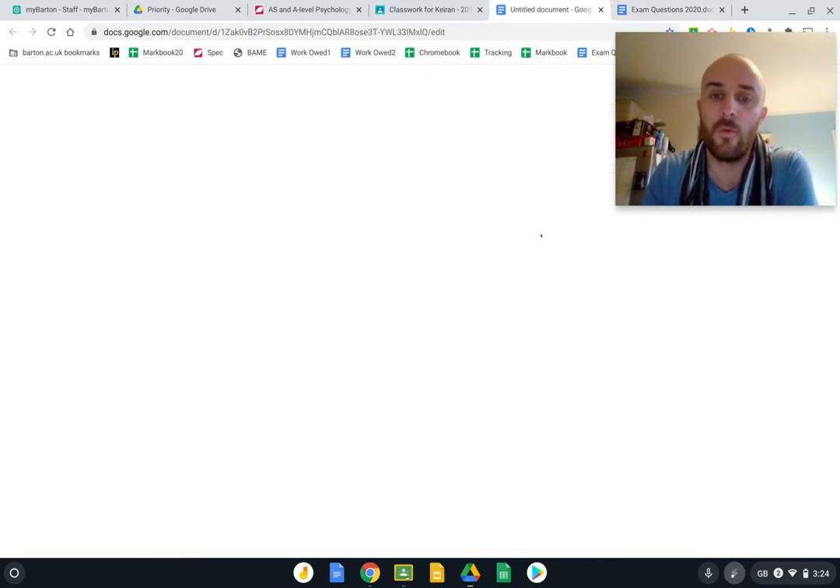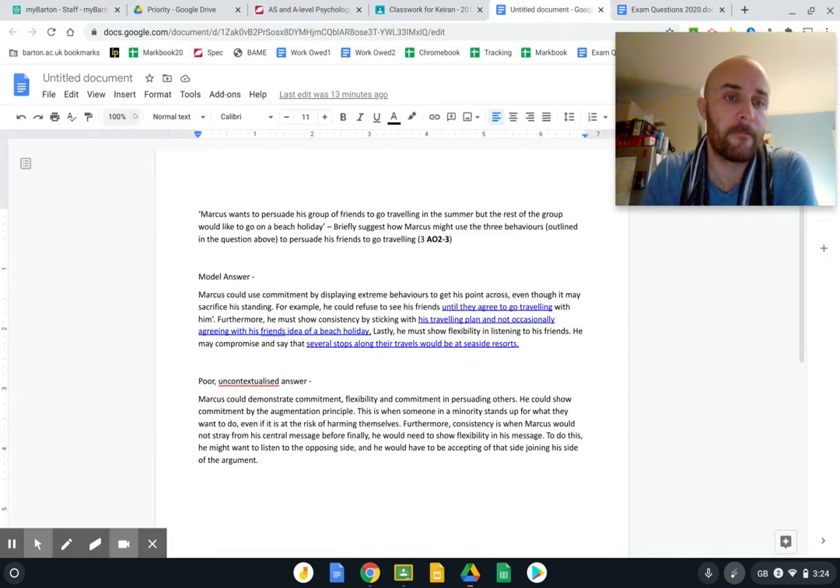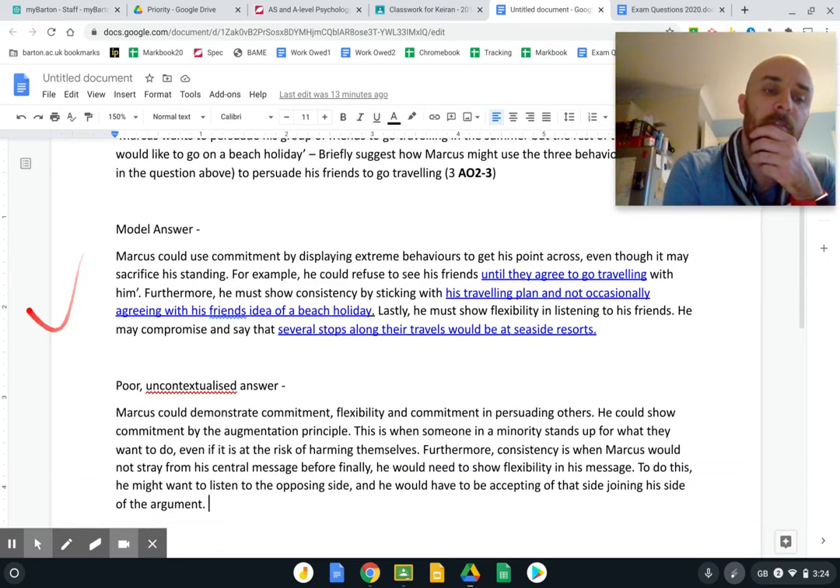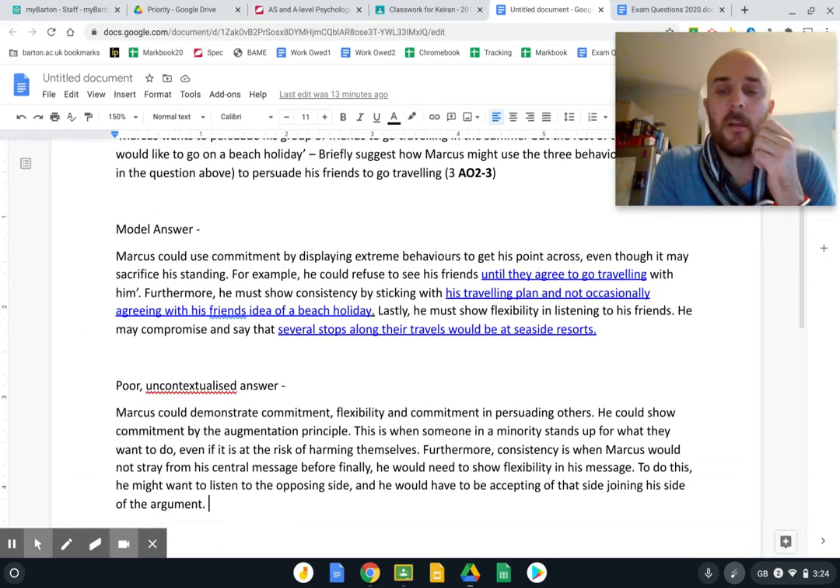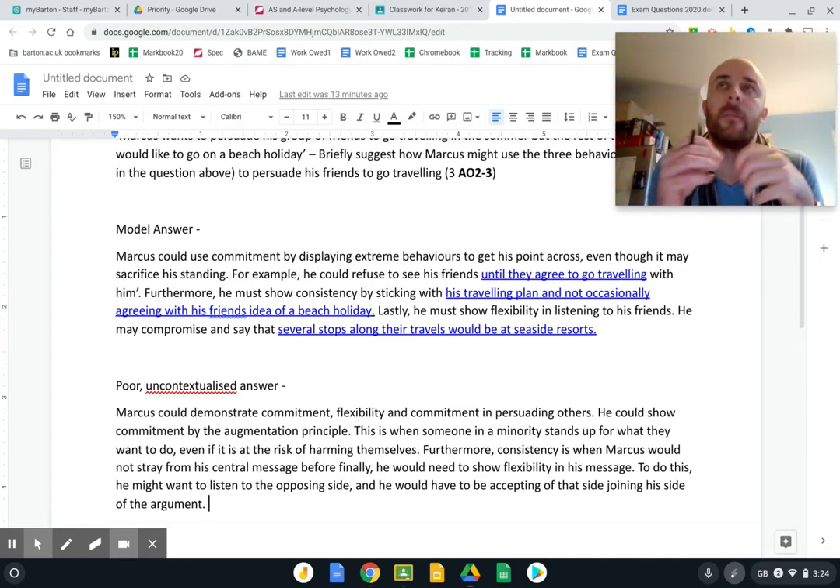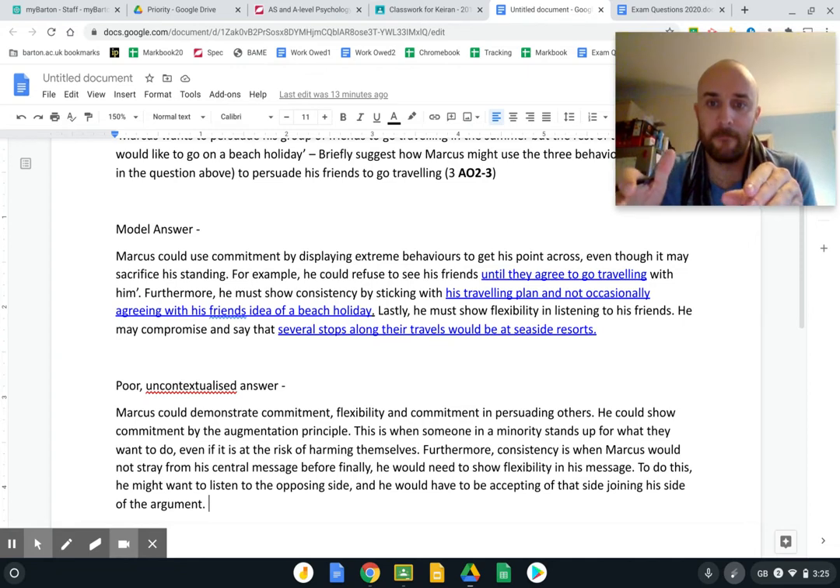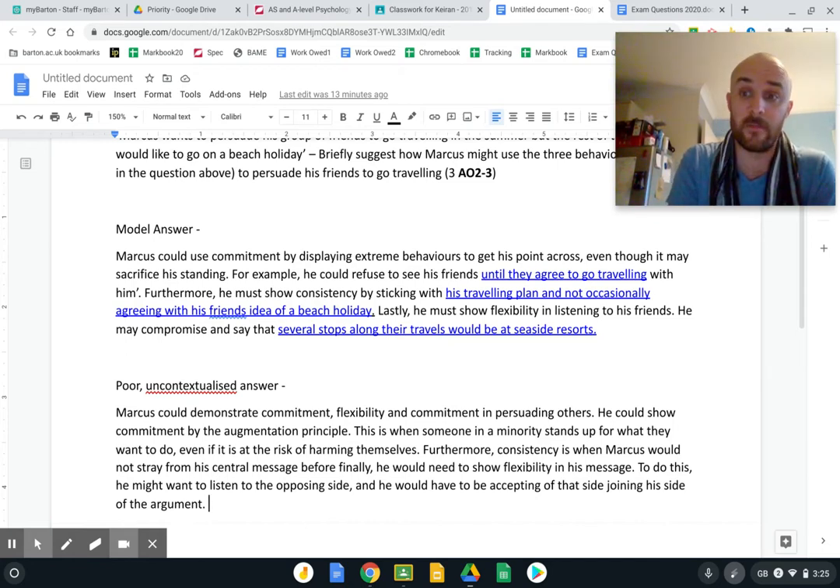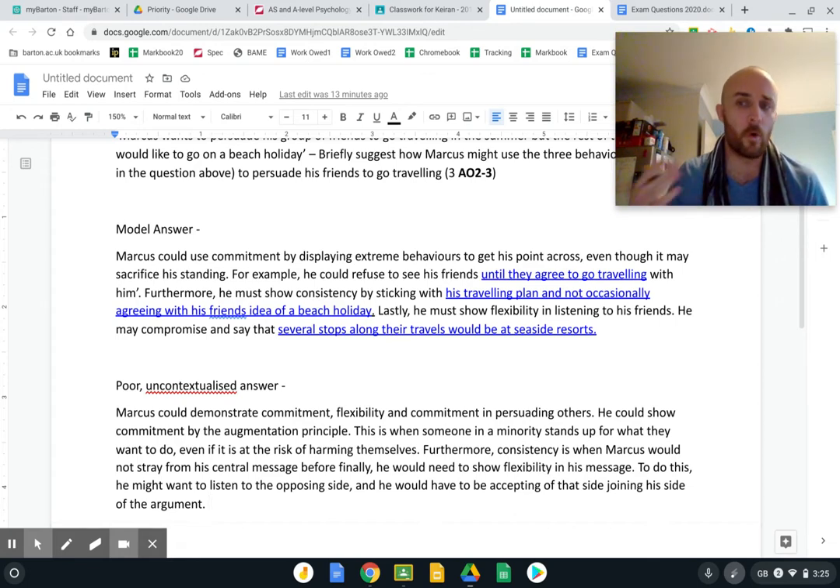Now, I've got 2 examples here. Let's go for the model answer first, which is what you really should be doing. So what you need to do is outline consistency, then apply it. Commitment, then apply it. Flexibility, then apply it. But you cannot at any point only outline it, because if you just tell me what flexibility is, not in context, you get no marks. So this is why AO2 is more complicated.